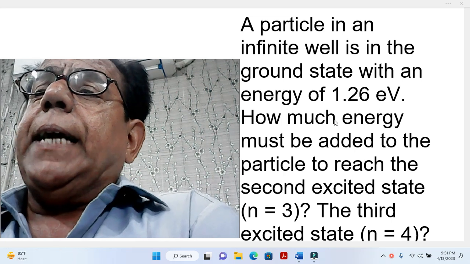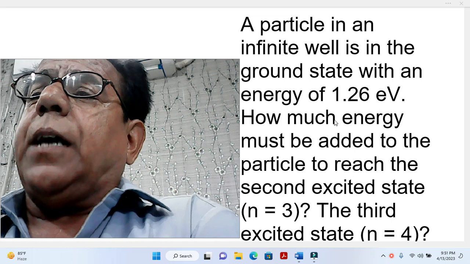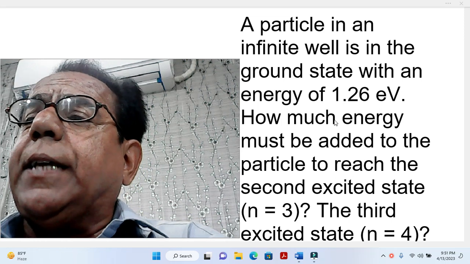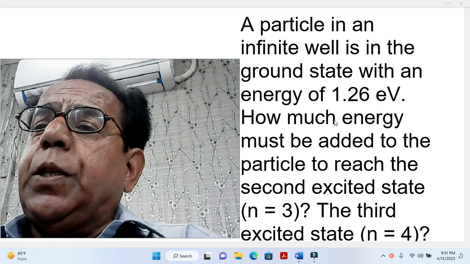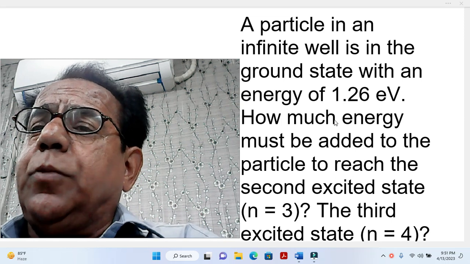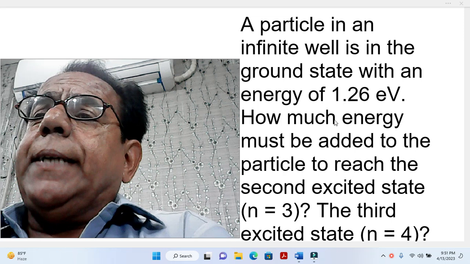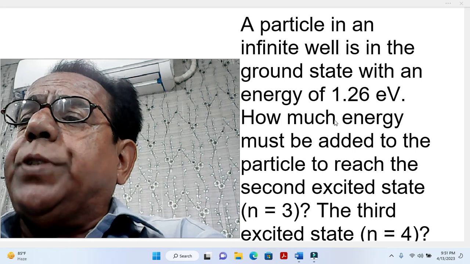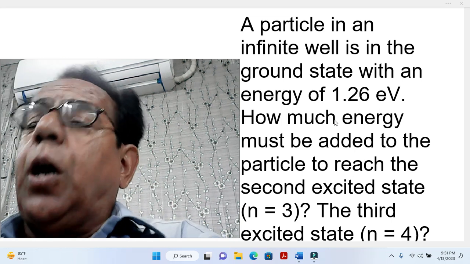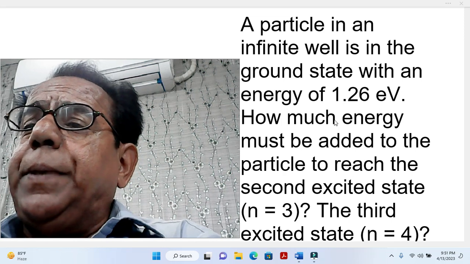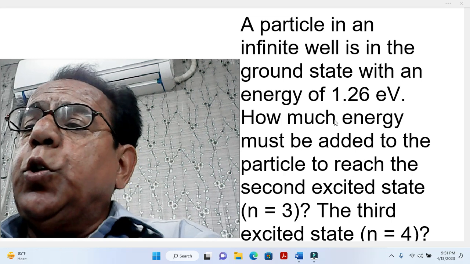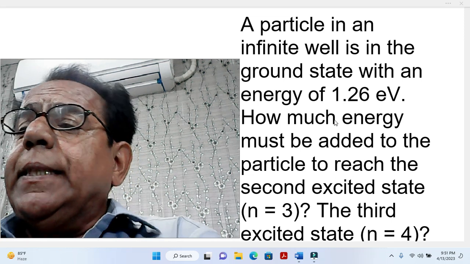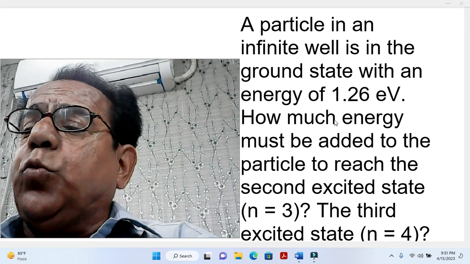A particle in an infinite well is in the ground state with an energy of 1.26 electron volt. Ground state meaning E1. How much energy must be added to the particle to reach the second excited state, that is n equal to 3, the third excited state, that is n equal to 4.